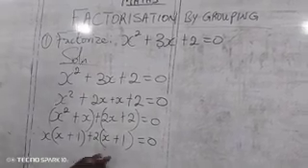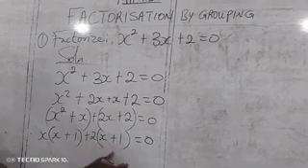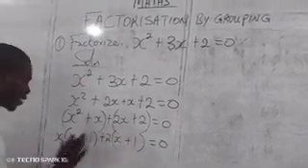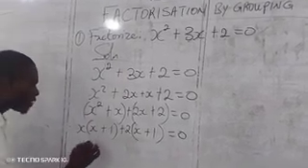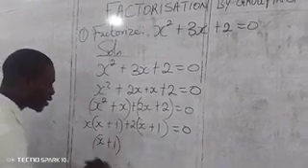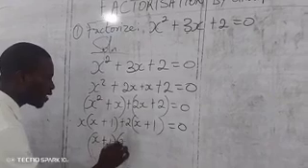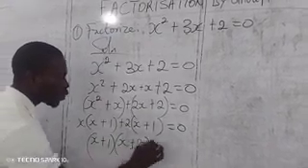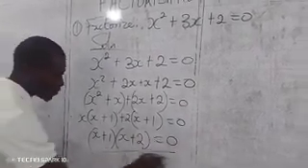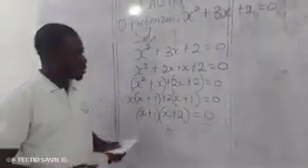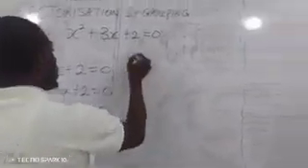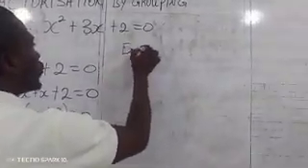So therefore, since we have the same thing inside the bracket, I'm going to take 1 and leave the other one. So I have x plus 1 into the one outside, x plus 2 is equal to 0. This is the factorization of the expression. That's the factorization. So let's take another example, another question. Example 2.